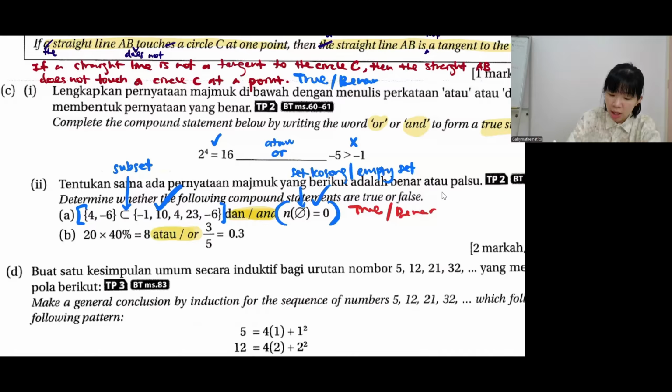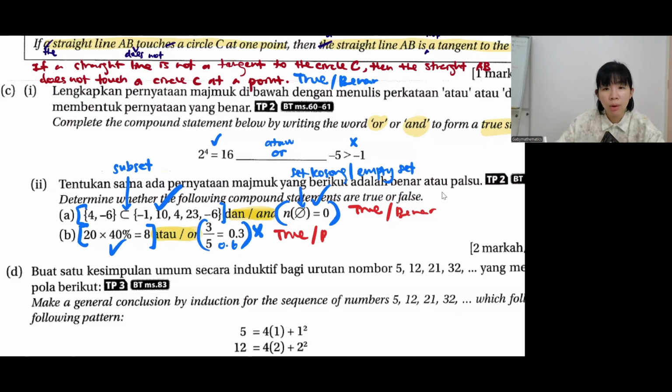Oh, okay, so you got to check. First part, 20 times 40% equals 8. True or false? Okay, check with your calculator. 20 times 40% is 8. This is true. 3 over 5 is 0.3. Correct? 3 over 5 is 0.6. So wrong. But still, the whole thing is still true. Benar. Okay, can? Because O means if got one correct, still correct.